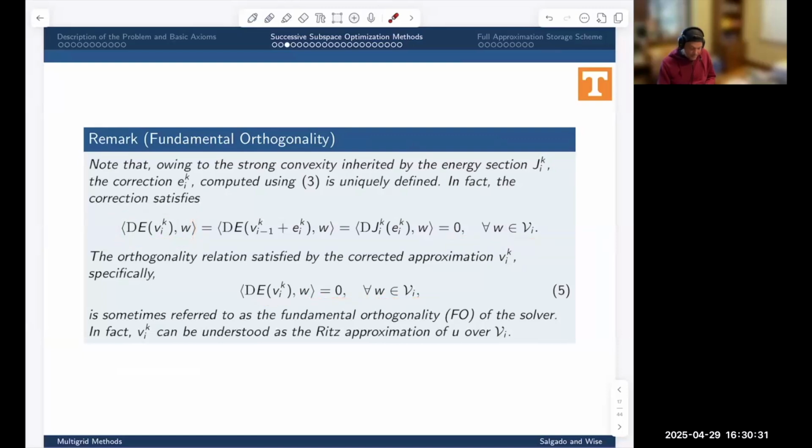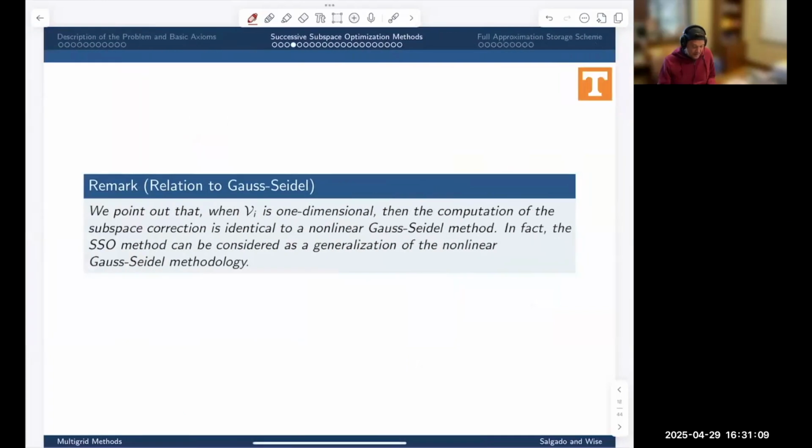That says that once I've updated this point to VIK, then this object here is orthogonal to all the points W in VI. So what that looks like is basically here's VI, and my point is basically orthogonal to that subspace. All right, so that's the fundamental orthogonality of the solver. We talked about that last time.